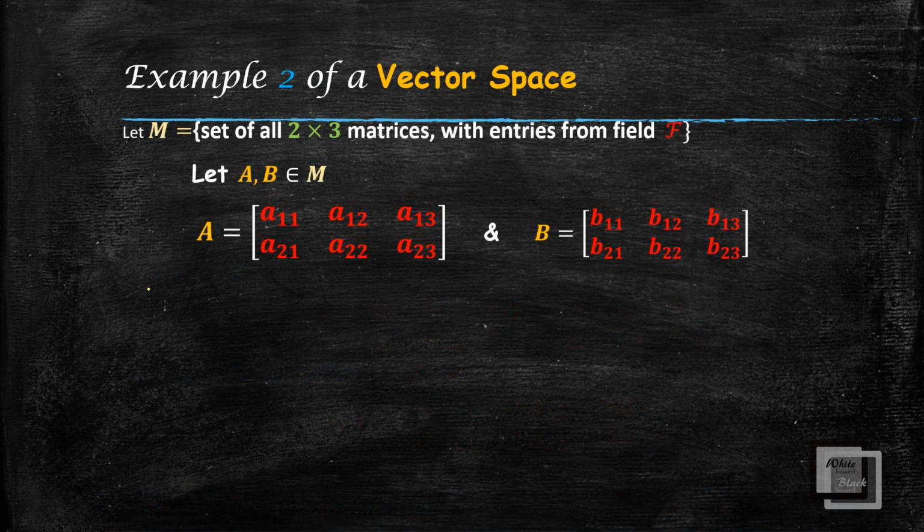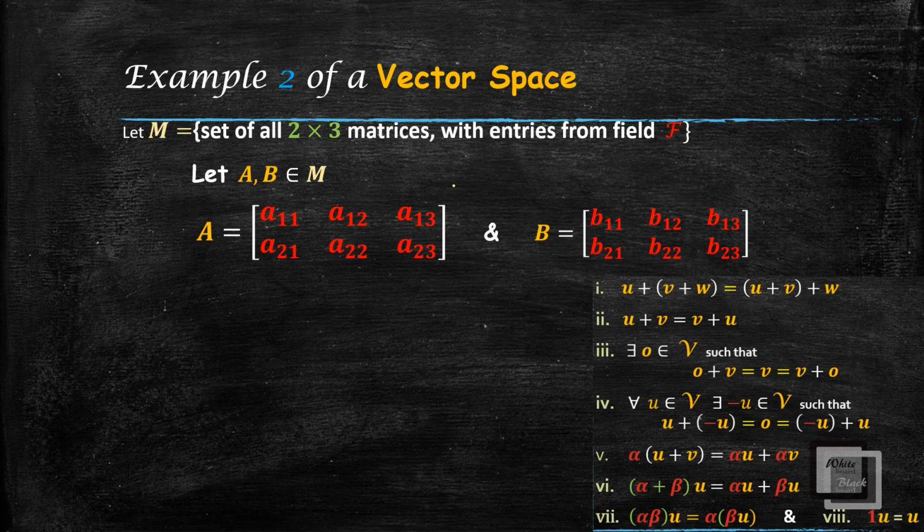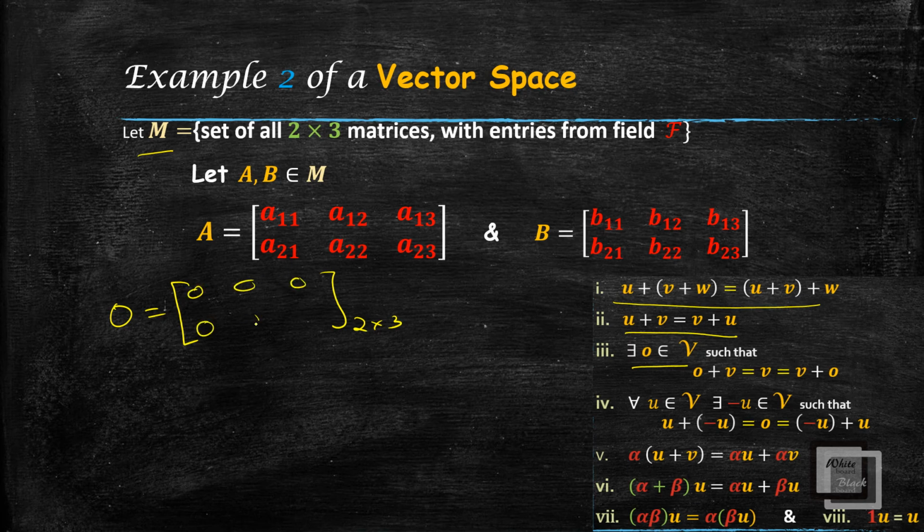Now come to the other properties. Matrix addition is associative. Also matrix addition is commutative. There exists a zero vector in matrices, and in this case that zero will be the matrix of order 2 cross 3 whose entries are all 0. So this is the zero matrix. You will see that if I add any matrix A to 0, then I will get A.